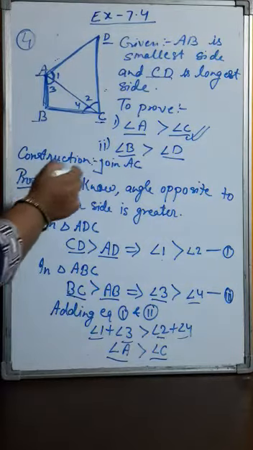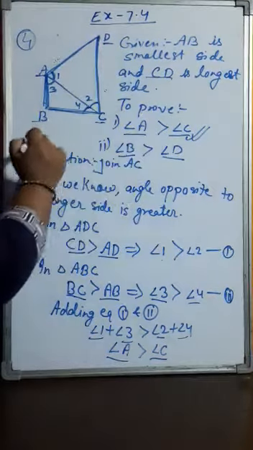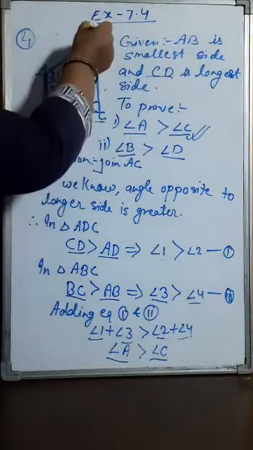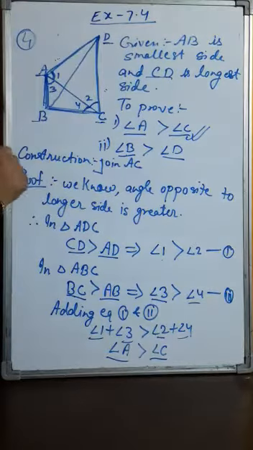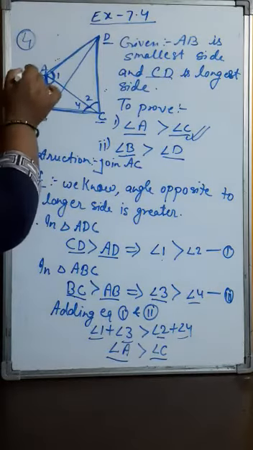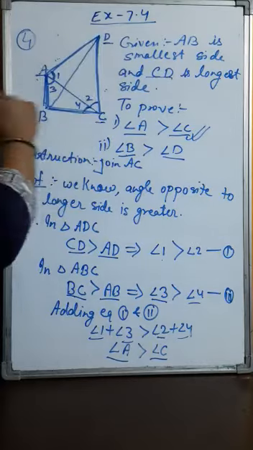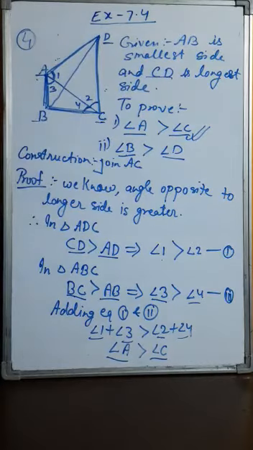In the second part you have to show that angle B is greater than angle D. In that case, you join BD and take two triangles, ABD and DCB, and try to prove this result. Now I will discuss question number 5. The second part of the question, you try by yourself.